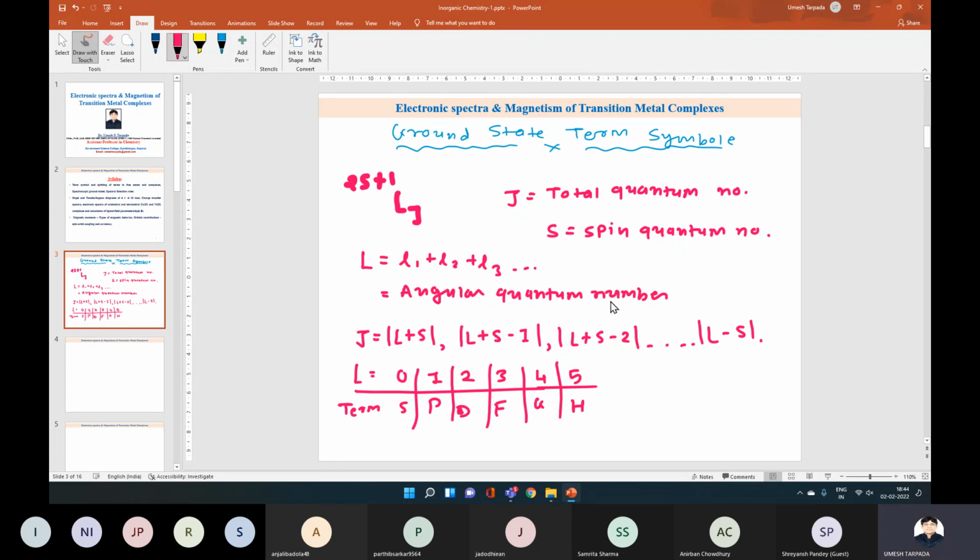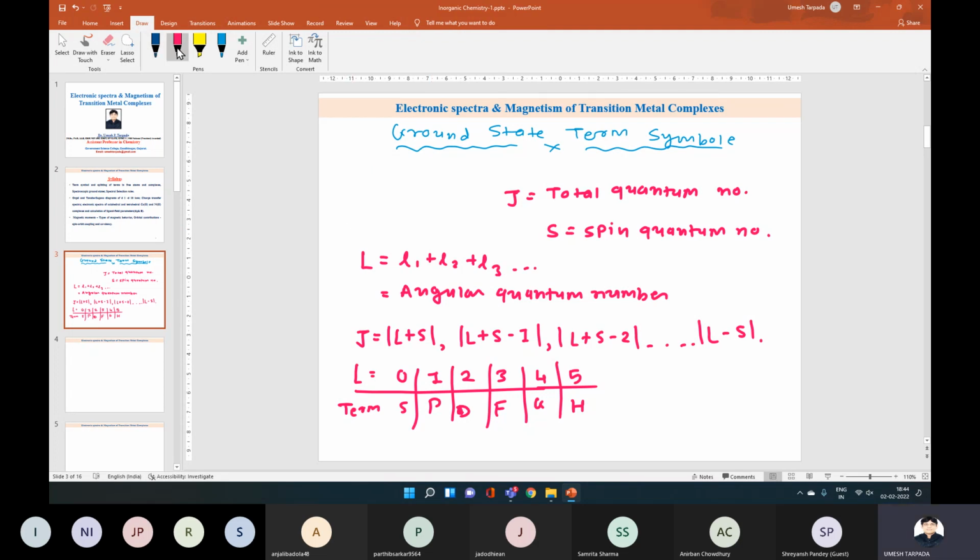Now the S value is the spin quantum number. So for up spin, you can take plus 1 half, and for down spin, you can take minus 1 half. So in this way, you can calculate the molecular term symbol.